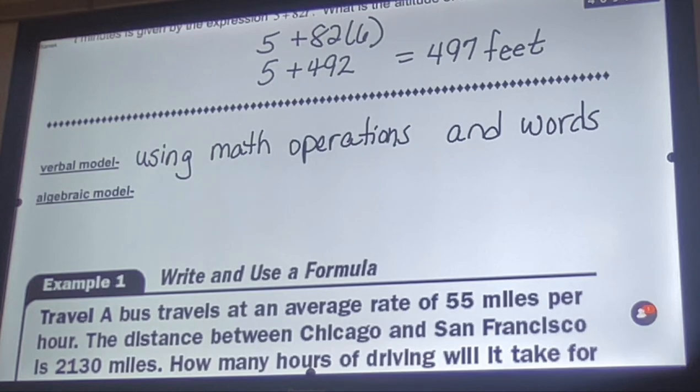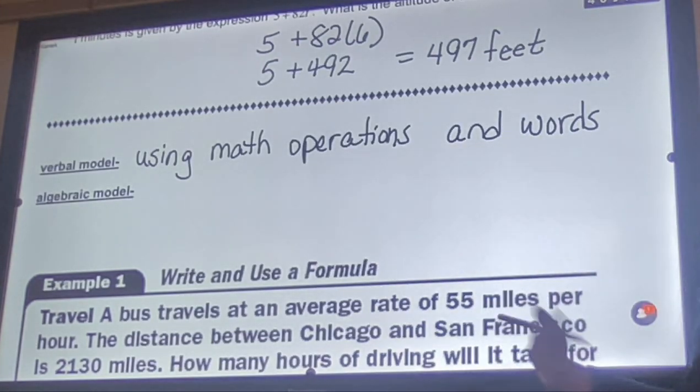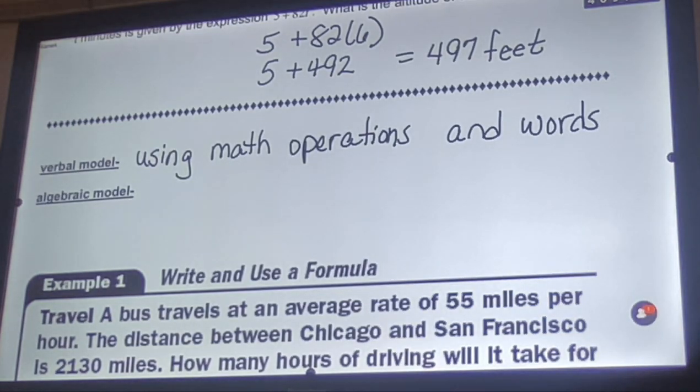So sometimes it helps to write out what you're trying to find instead of always relying on variables. What do the variables mean? Using words and some math operations, adding, subtracting, multiplying, dividing. Sometimes it helps just to see things verbally before you place the algebra in it.